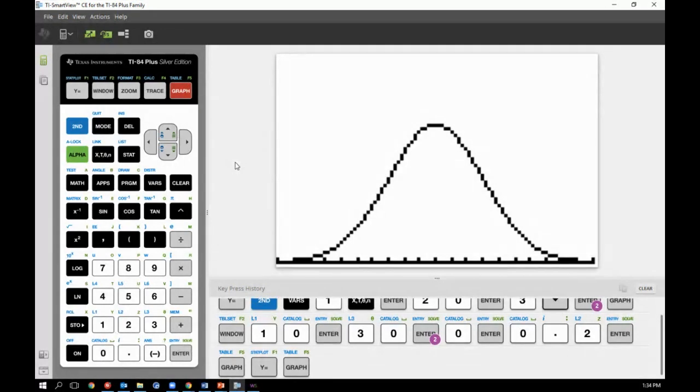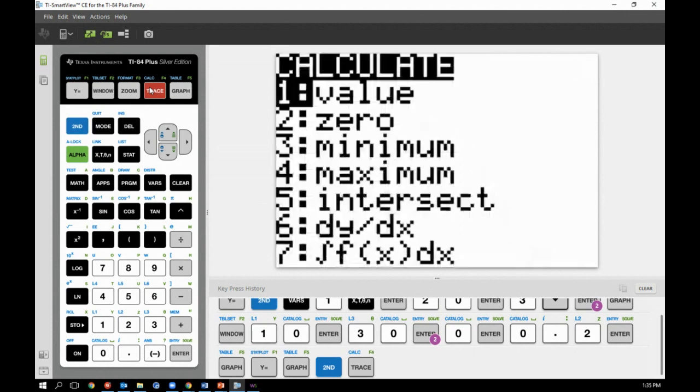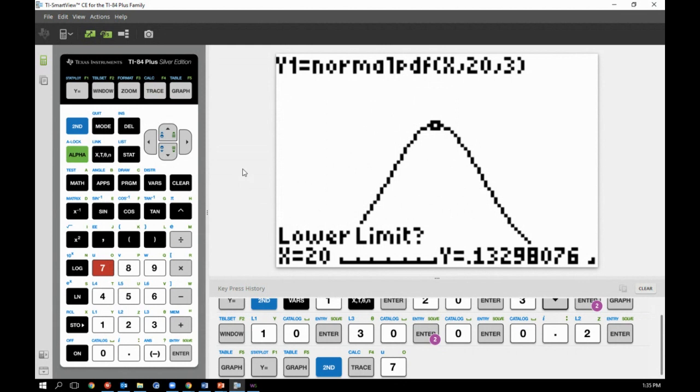Okay, so once we get it graphed, for those that have it graphed already, the directions on the paper tell you exactly what to do. You go to second, trace, and 7. If you've taken calculus, you probably recognize that symbol when we hit 7. What we're actually about to do here is take the integral under the curve. Second trace and then 7.